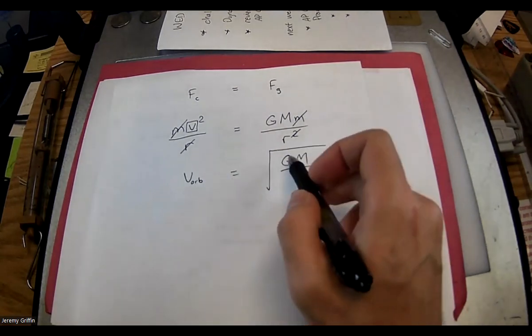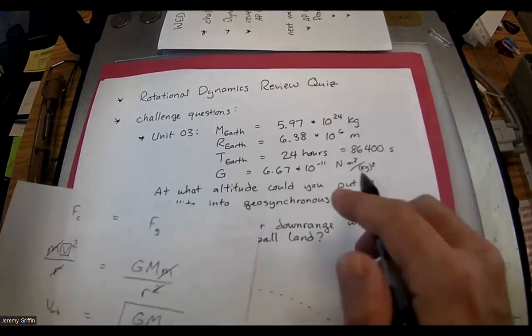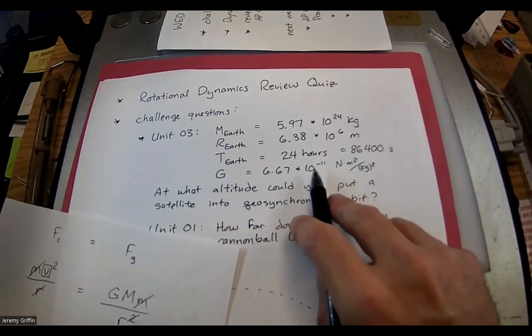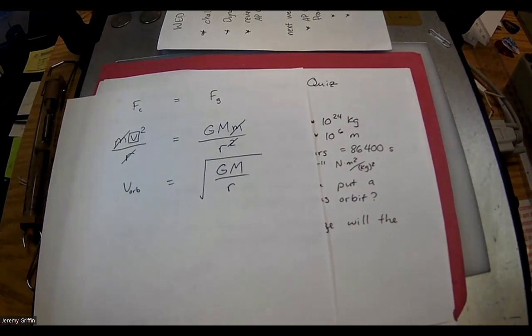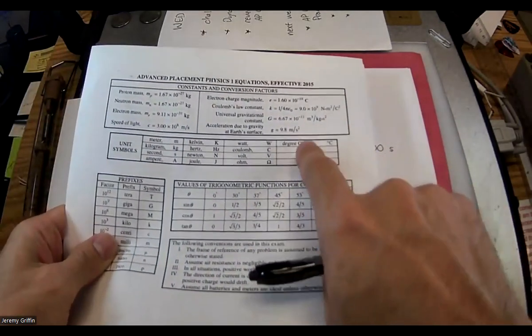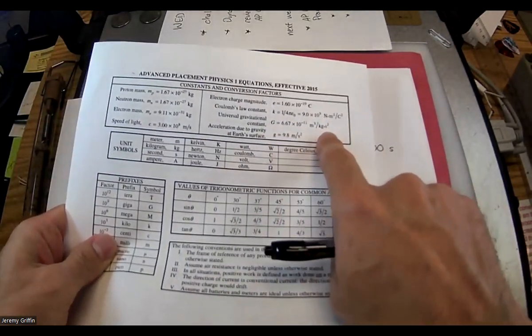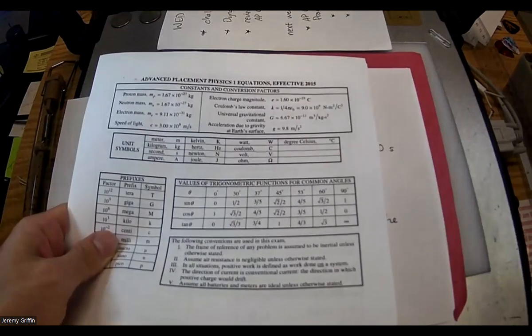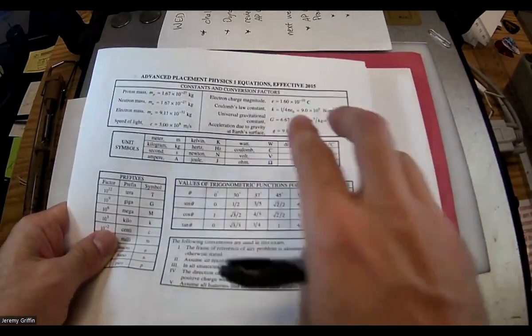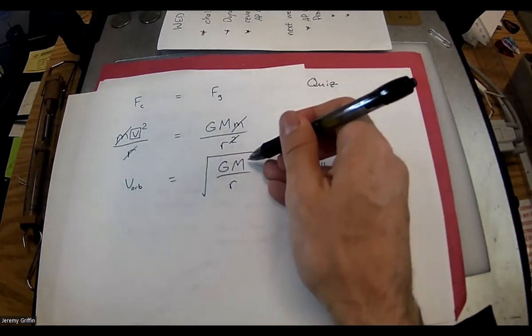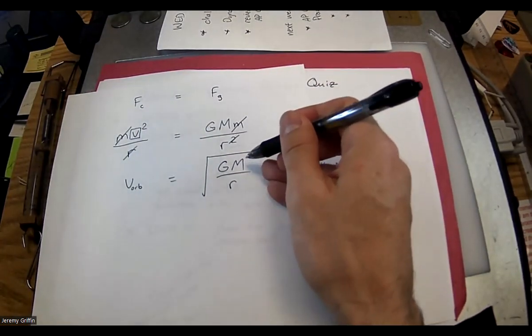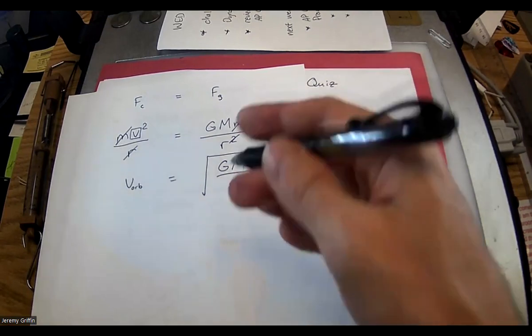So orbital speed. G is the universal gravity constant. That's 6.67 times 10 to the negative 11 newton meter squared per kilogram squared. I think they should give that to you right here. So AP will provide that to you. Although I've never seen a question where they make you reference it there, but it is there. Capital M is the mass of the planet that's being orbited. And this lowercase r is the distance from the center of that planet.